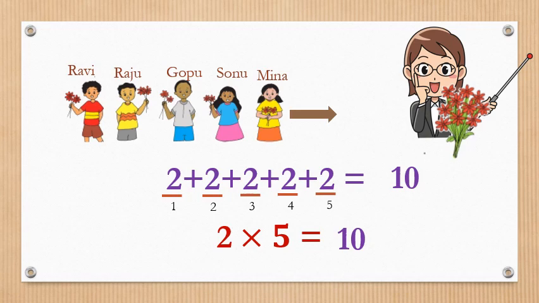Got this, students? Here we added 2, 5 times. Then we got 10. In another method what we did? 2 we have multiplied by 5 and we got 10. The second method is called the multiplication method.